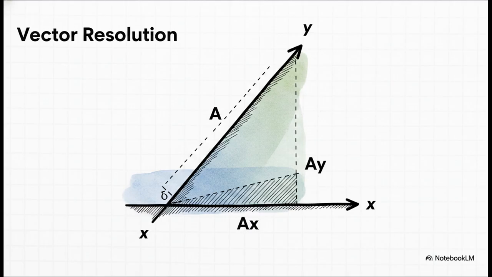For any vector A making an angle theta with the x-axis, its horizontal component is simply A cosine theta, and its vertical component is A sine theta. So to add vector A and vector B together, we just add their individual x components and then add their individual y components. It's like sorting a giant puzzle by color first.